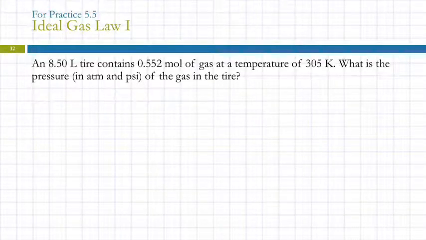So let's do an example here. This is with the ideal gas law. An 8.5 liter tire contains 0.552 moles of gas at a temperature of 305 Kelvin. What is the pressure in atmospheres and PSI of the gas in the tire?